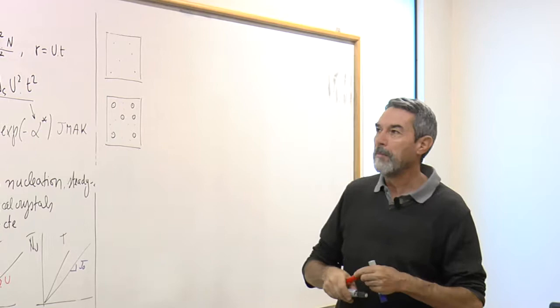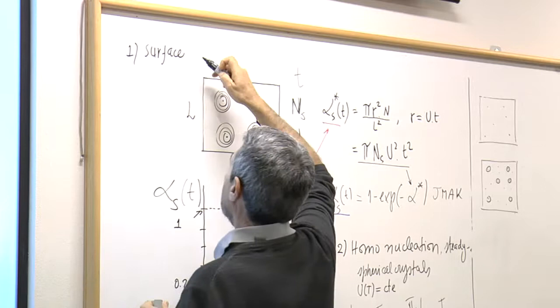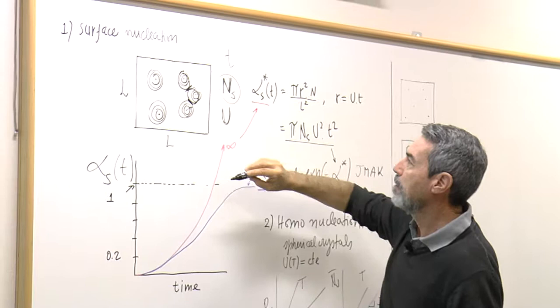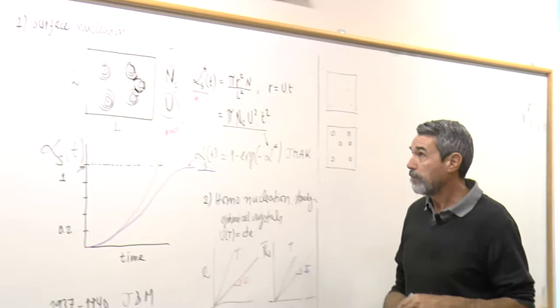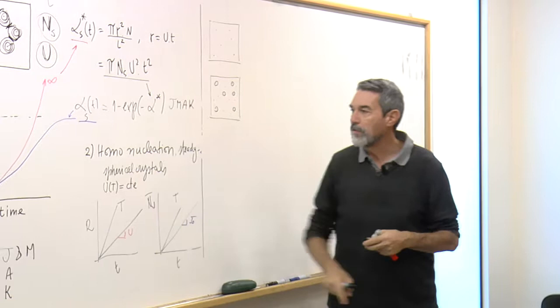Remember that case number one was surface nucleation from a fixed number of sites with a constant growth rate of circular particles. This is a different case. Homogeneous nucleation, steady state conditions, spherical crystals with a constant growth rate.